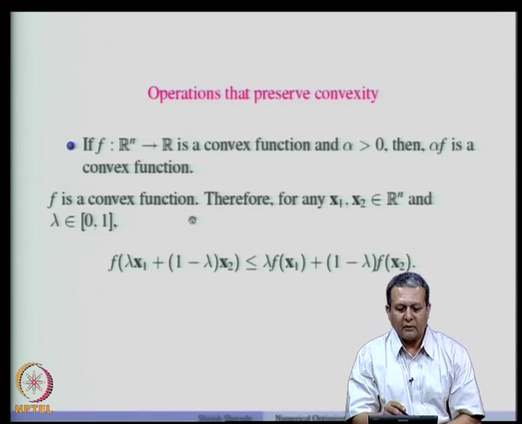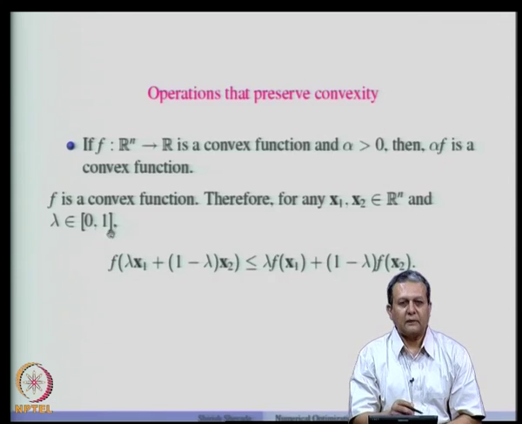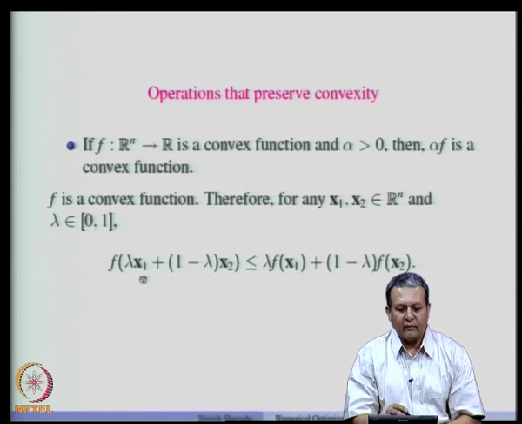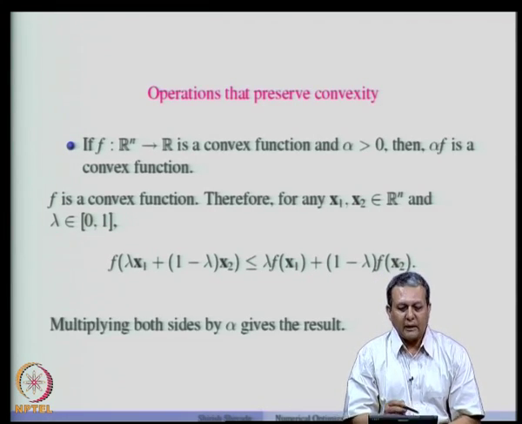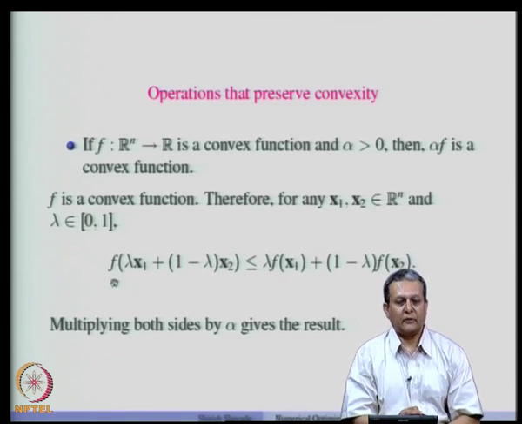So, we have f is a convex function. If we take any x1, x2 in Rn and take a lambda in the closed interval 0 to 1, then by the definition of convexity, f of (lambda x1 plus 1 minus lambda x2) is less than or equal to lambda f of x1 plus 1 minus lambda f of x2. Now, if alpha is a positive number, we can multiply by alpha on both the sides, and the inequality does not change direction, and therefore, by multiplying alpha we get that alpha f also is a convex function.